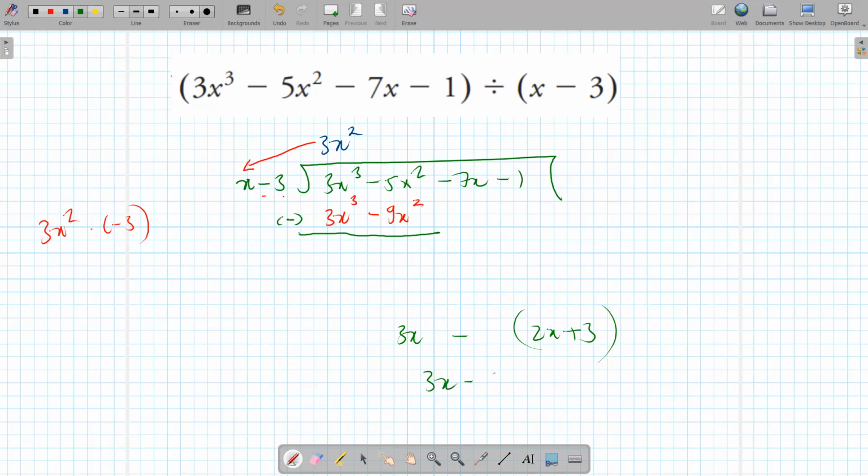What you're actually doing is 3x minus 2x minus 3, because you need to multiply both of these terms by the negative sign. Whenever you're subtracting, the sign flips. So the plus 3x cubed, or the no sign means plus, that turned into a minus. And this negative is going to turn into a plus, okay? What is 3x cubed minus 3x cubed? Nothing, zero. What is negative 5x squared plus 9x squared?